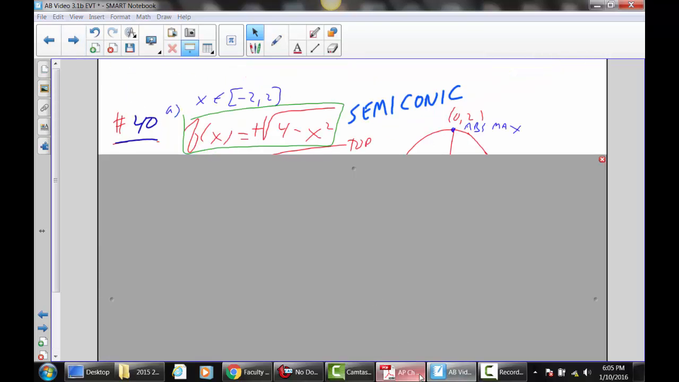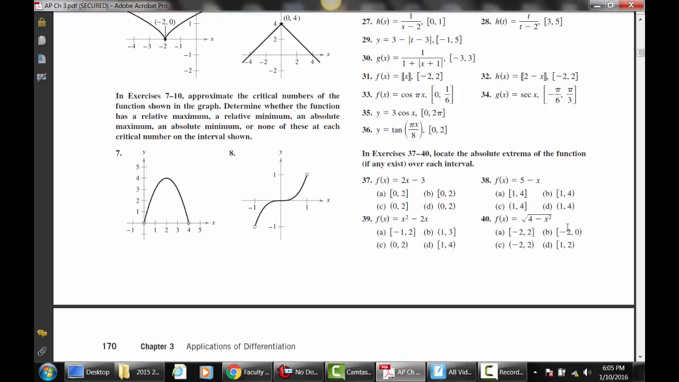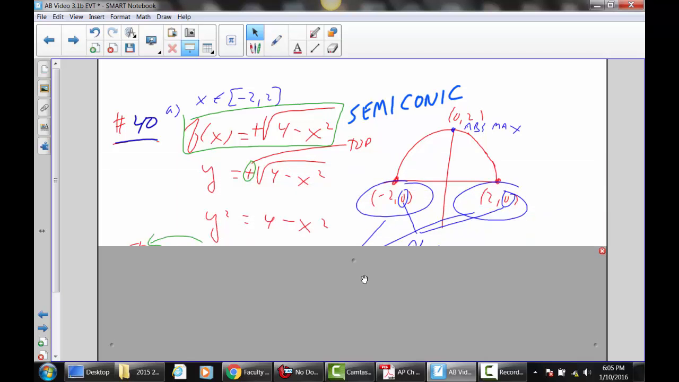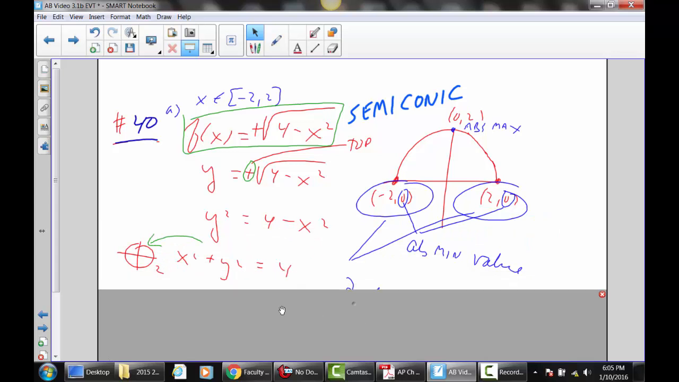In number 40, same question, only this one is, these are two lines. This is a parabola. This is a little bit more complicated. It's what we call a semiconic. You learned that in Algebra 2 and certainly in pre-calc. If you square both sides of that expression, you will end up with x squared plus y squared equals 4. Now normally that's this entire circle. However, the original function was y equals positive the square root of, so it's only half of that circle. It is the top half because the y's are positive.